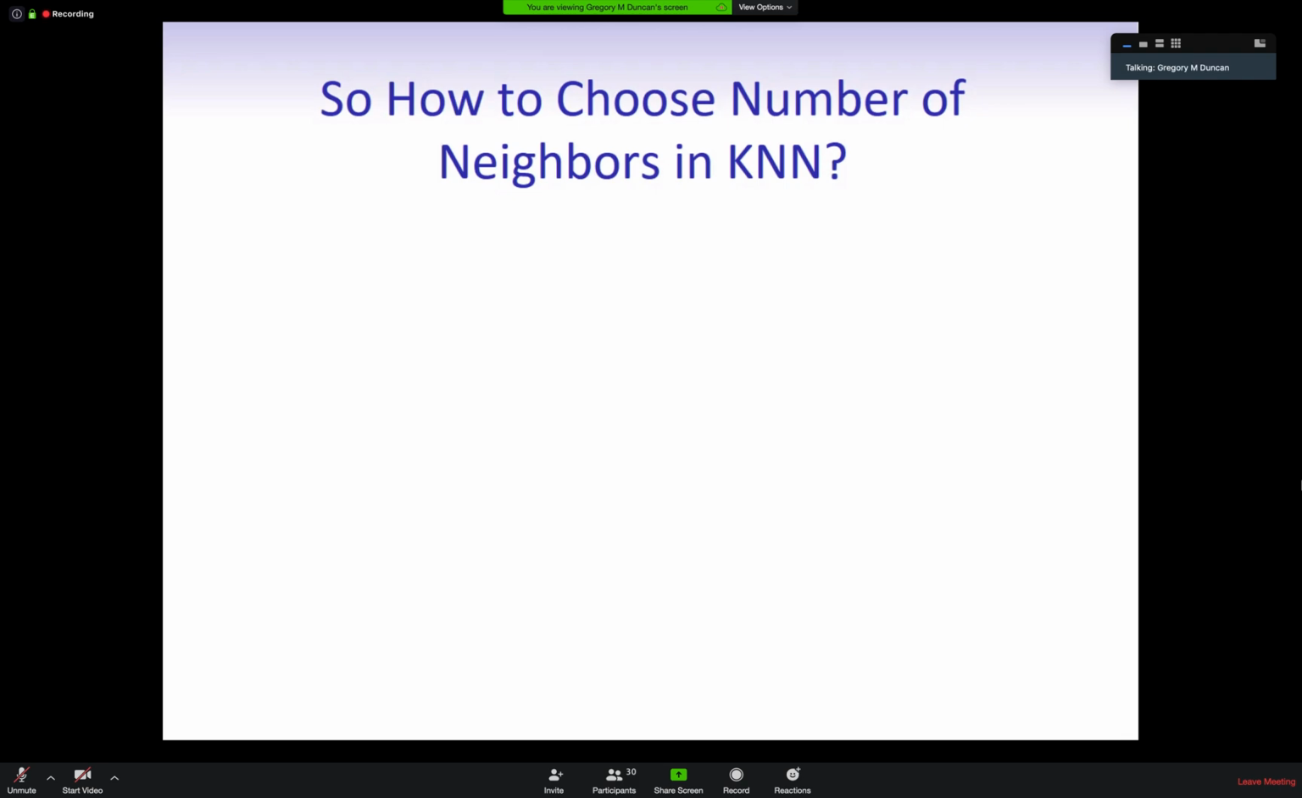So how do you choose that number of neighbors? Remember I said the number of neighbors is a tuning parameter, also called a hyperparameter, and we don't know what it is, we have to, quote unquote, estimate it somehow. We have to figure out what it is. And what we're going to do is use K-fold cross-validation.